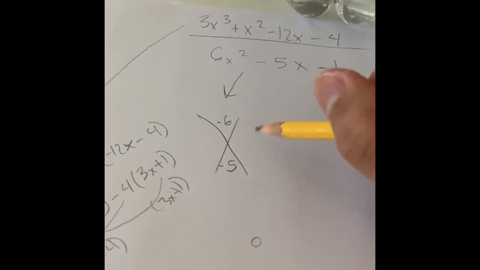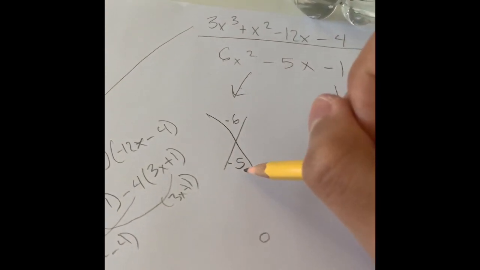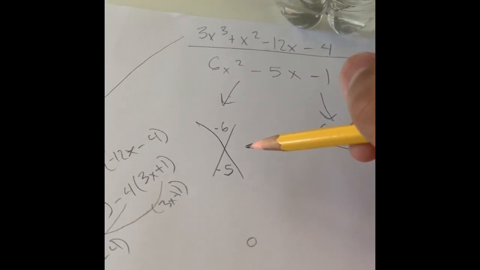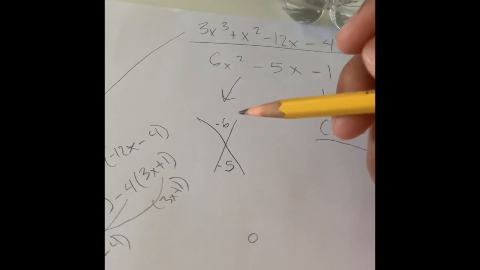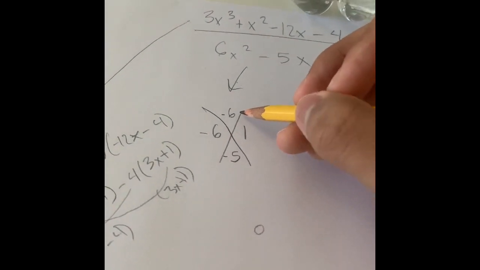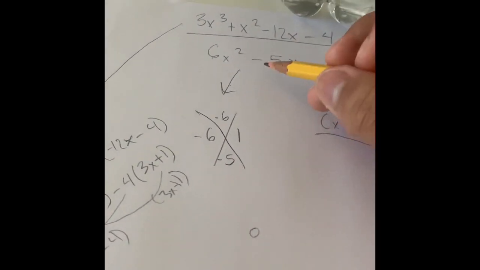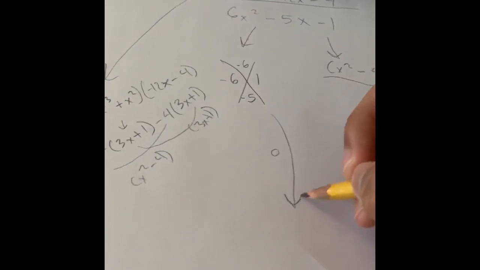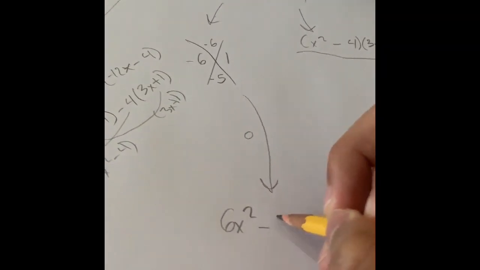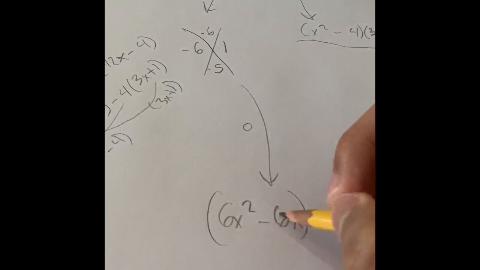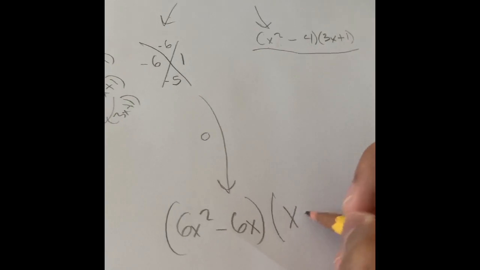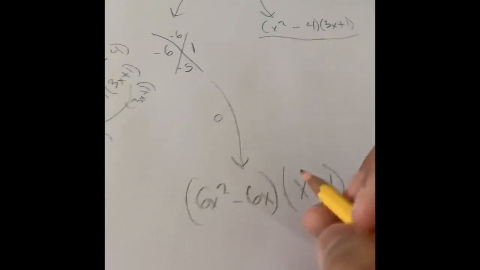So what times what can equal negative 6 and add to negative 5? Well, if you think about it, you could do negative 6 and 1, right? Negative 6 and 1 multiplies to negative 6 and adds to negative 5. So over here, now you've got your 6x squared minus 6x from that negative 6, and then you've got the x minus 1. So over here, it's already factored out.